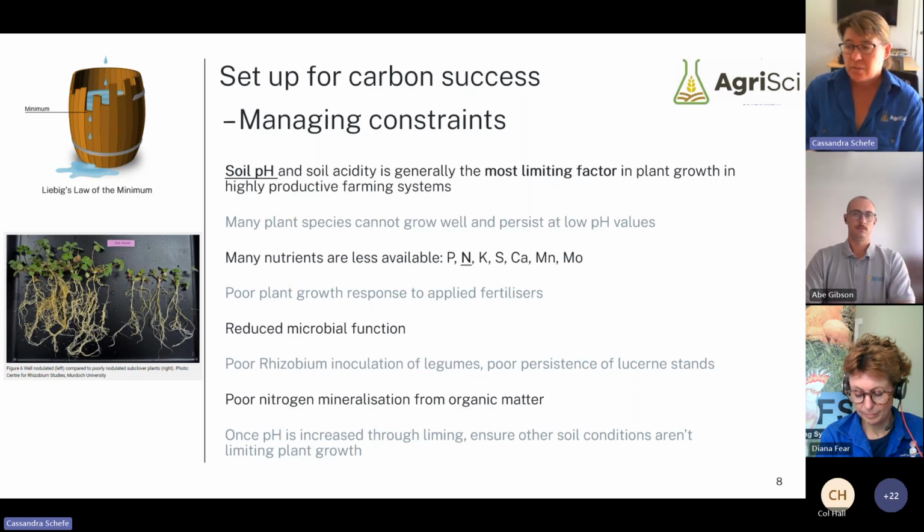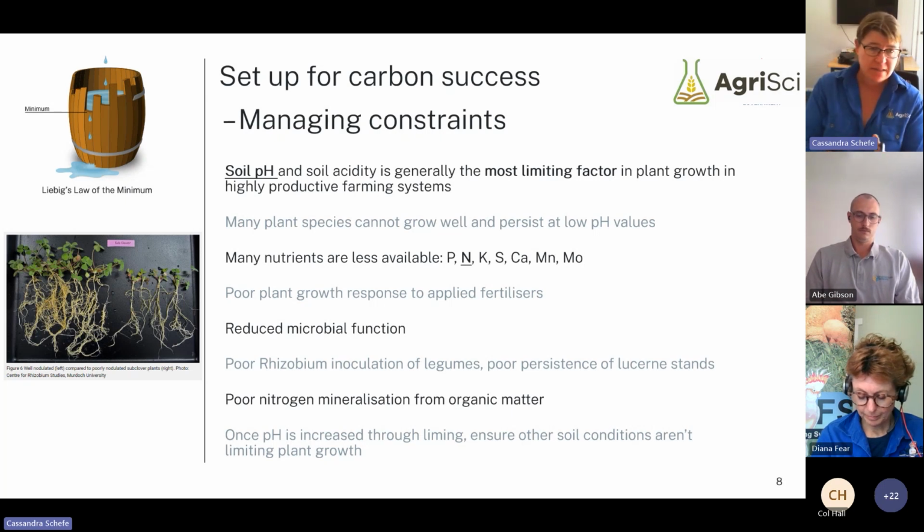In a lot of our soils, we know that soil pH and soil acidity is generally the most limiting factor for plant growth in our productive farming systems. Many of our plant species can't grow well and persist at low pH values, specifically a lot of our legumes. Many nutrients are also less available. We get poor plant growth response to our applied fertilisers, so we can keep applying more and more, but we just don't get the plant oomph that we should be getting from them. We have reduced microbial function, so a lot of the nutrient cycling and breakdown that we should be getting doesn't happen in low pH soils.